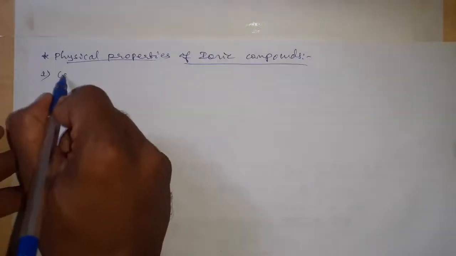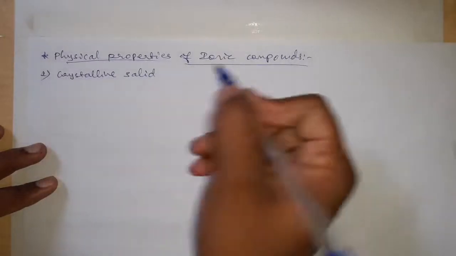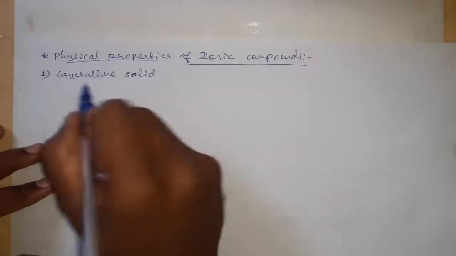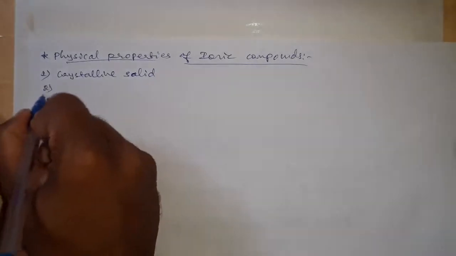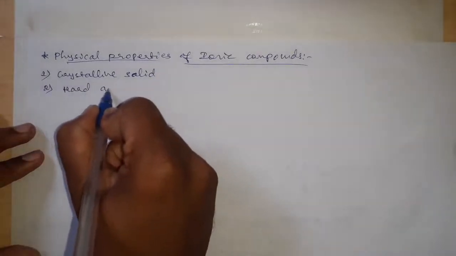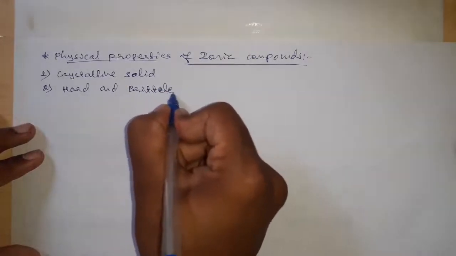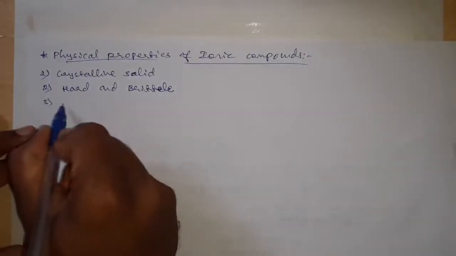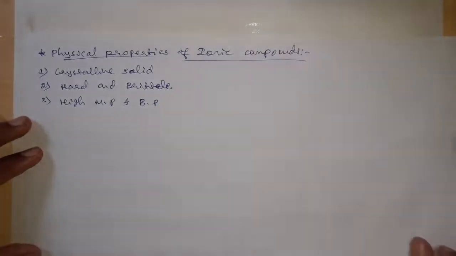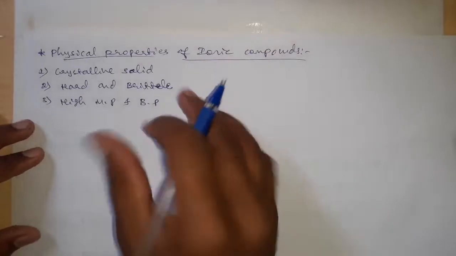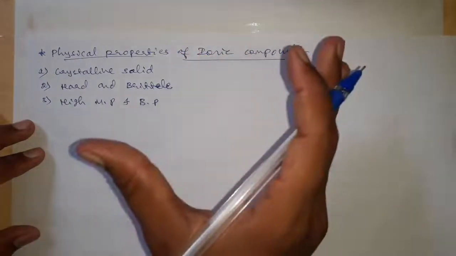The first property is that these ionic compounds or ionic substances are crystalline solids in nature. They are available to us in their solid form, that too crystalline solid, and they are hard in nature and they are brittle. They have high melting and boiling points. Why? We know that the ionic bond is a very strong bond because it is formed between oppositely charged ions. Therefore, to break that bond we require a high amount of energy.